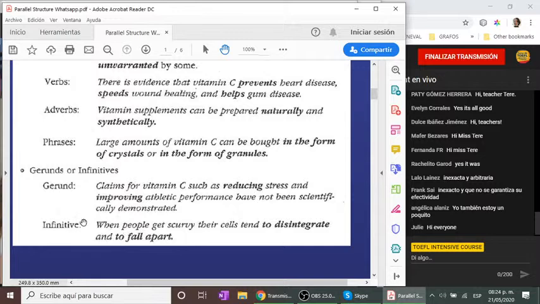When people get scurvy, their cells tend to disintegrate and to fall apart. Ok, entonces los dos están to disintegrate, to fall apart. Un error común que van a encontrar en el examen es que les van a poner tend for disintegrating or to disintegrating y luego and to fall apart.